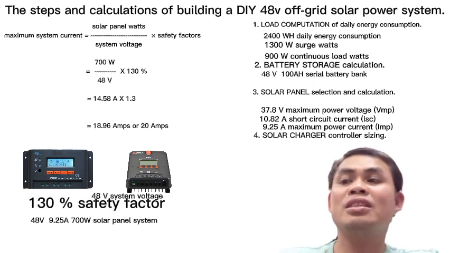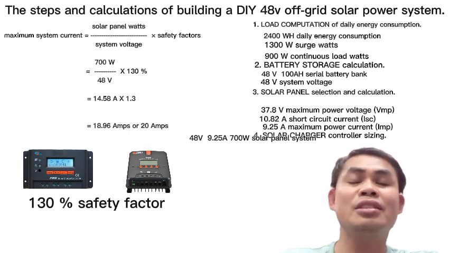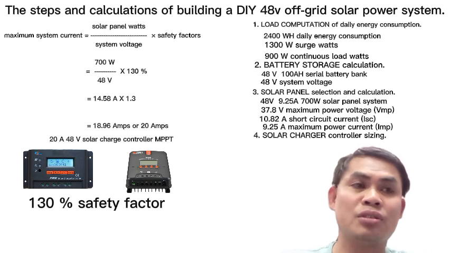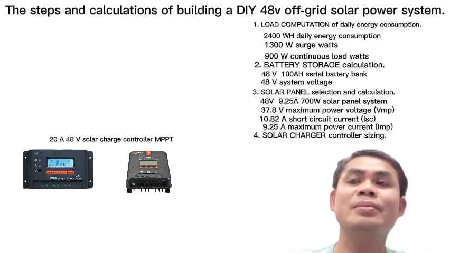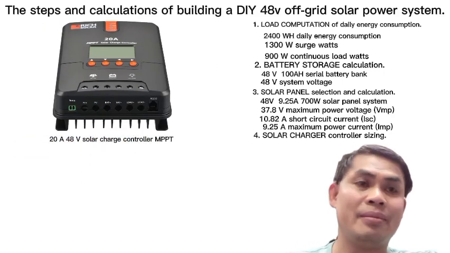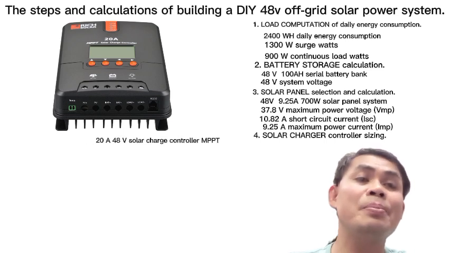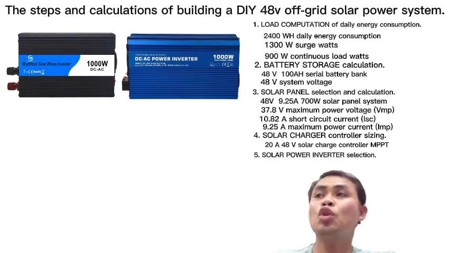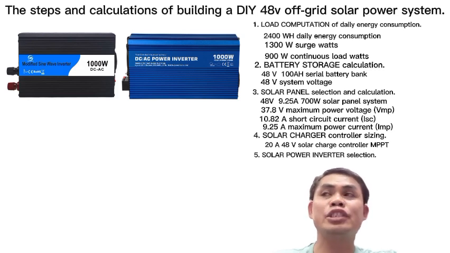Since we have a system voltage of 48, we chose a solar charge controller of 20 amperes, 48 volts. But we have two types of solar charge controllers: the PWM and the MPPT. We prefer MPPT.